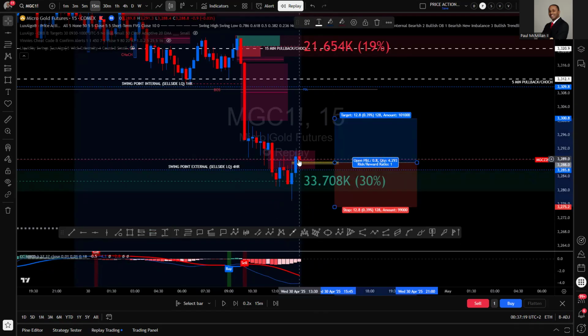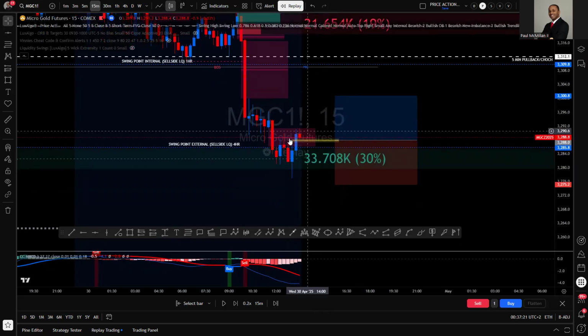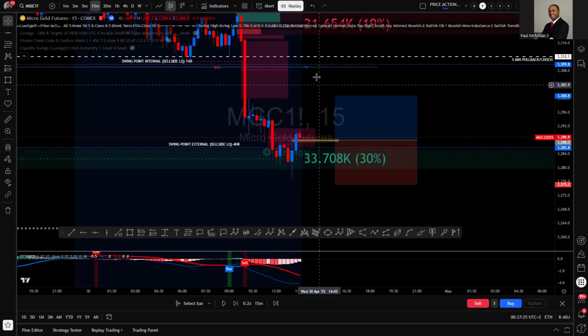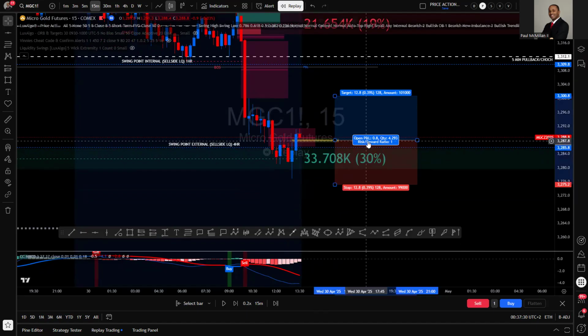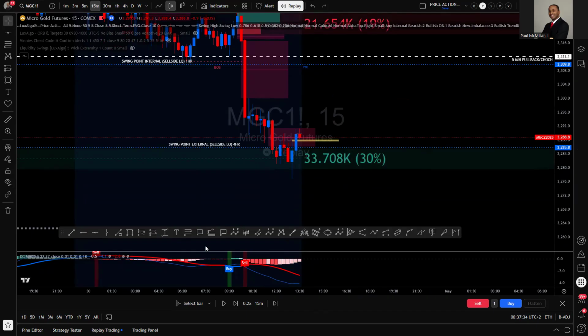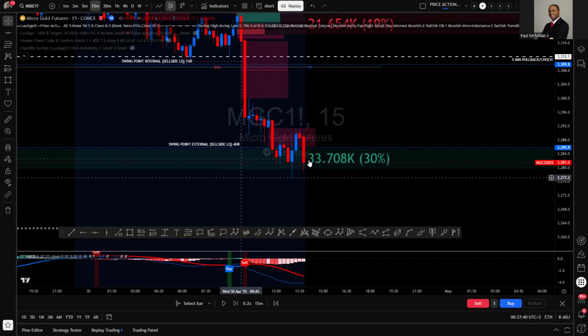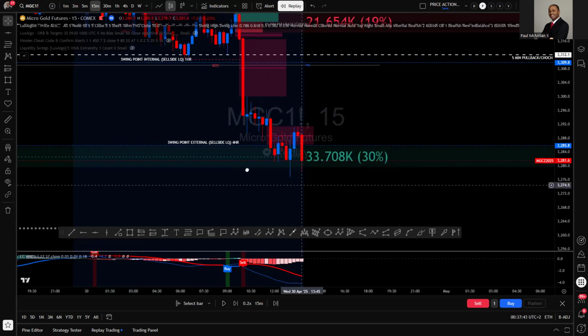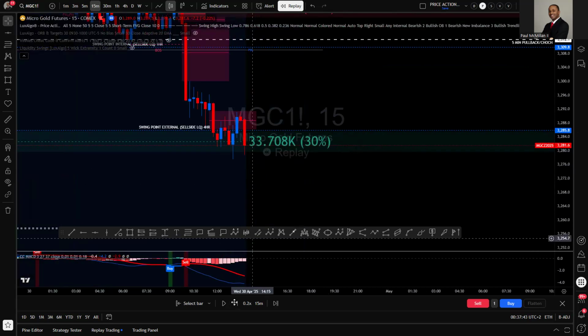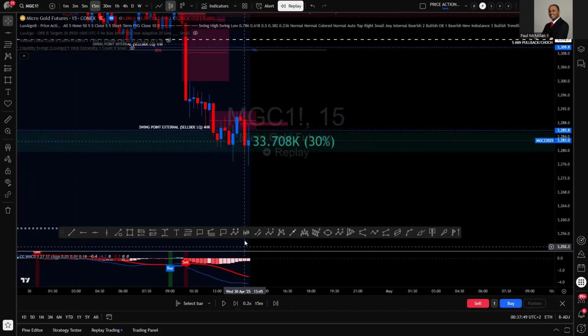Now we've had strength here. So the question is, are they going to validate this fair value gap and go up, or are they going to respect this fair value gap and go down? Either way, we'll see. Okay, so we validate. We got a fair value gap here. It might be trying to raid the area, so you have a liquidity raid.